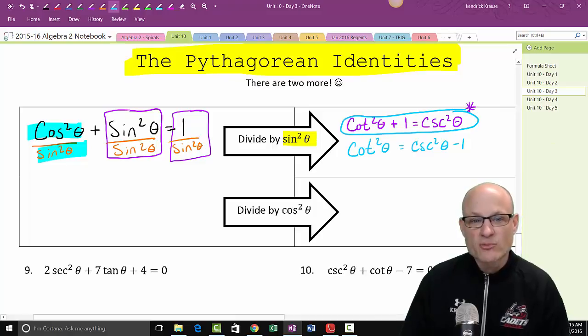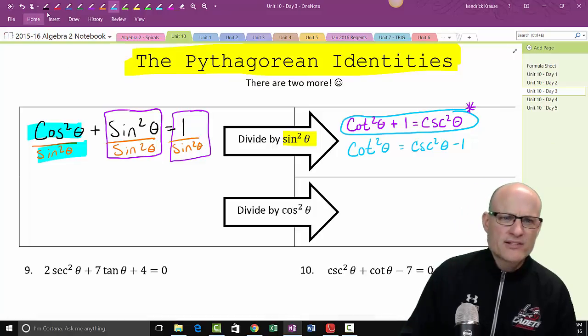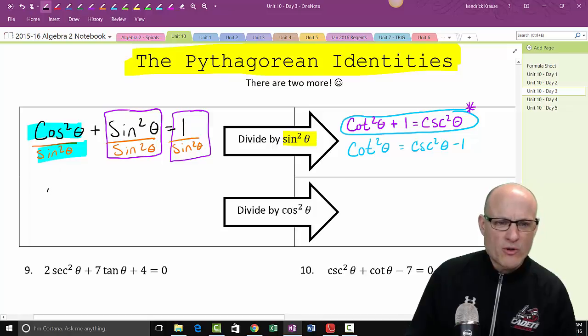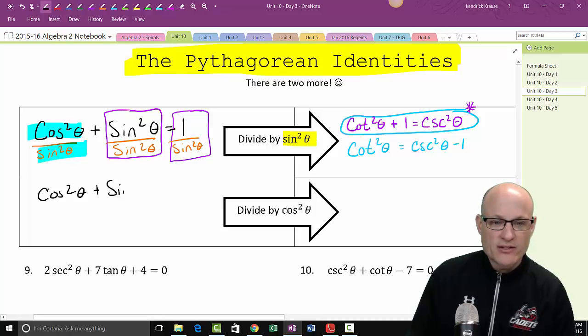C's go together. I talked to you about that before. Let's try this again. We're going to start with cosine squared theta plus sine squared theta equals 1. This time we're going to divide through by cosine squared theta.